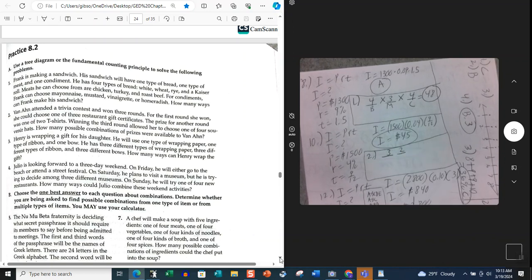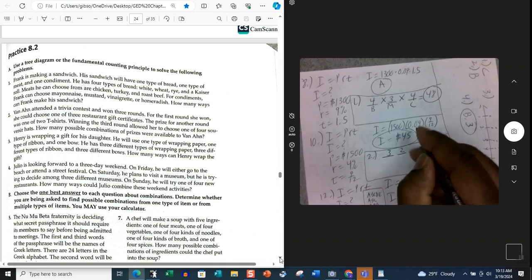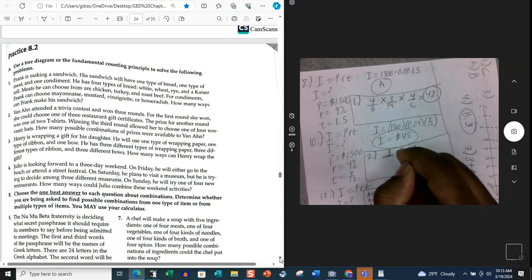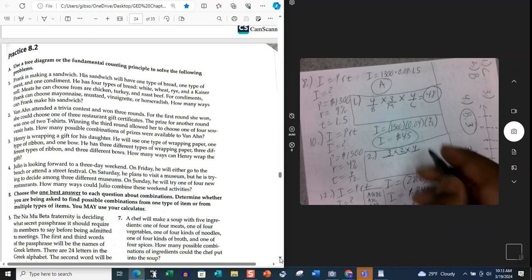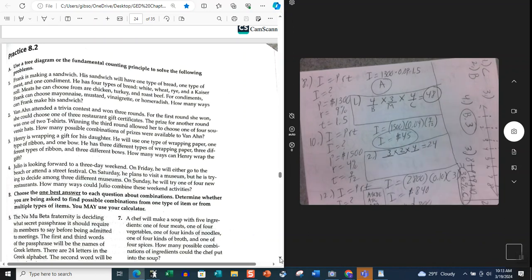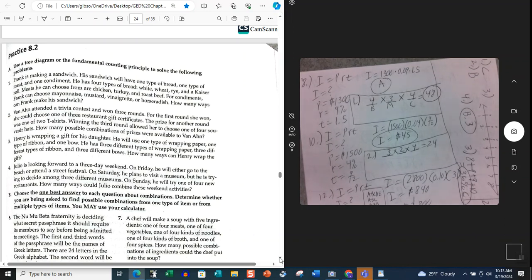Winning the third round allowed her to choose one of 4 souvenirs. So that's 4. So we will multiply all of these together. So we will have 3 times 2 is 6, times 4 is 24. So now those are the possible combinations.